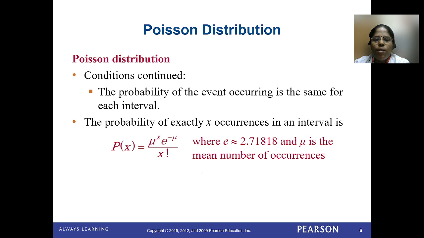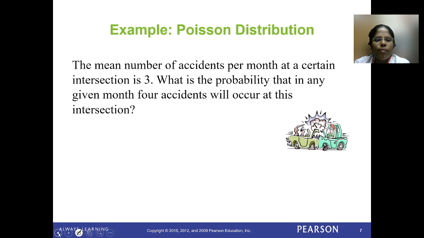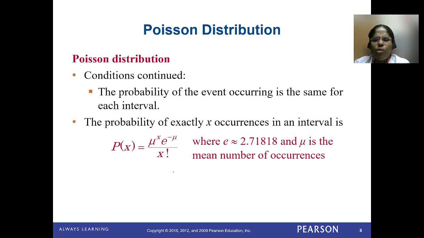So like this, e power minus lambda, sorry. Instead of mu you can write e power minus lambda, lambda power x by x factorial. Instead of mu you can use lambda, that is also fine. In our books we can see lambda instead of mu. Here in this presentation I replaced lambda with mu.